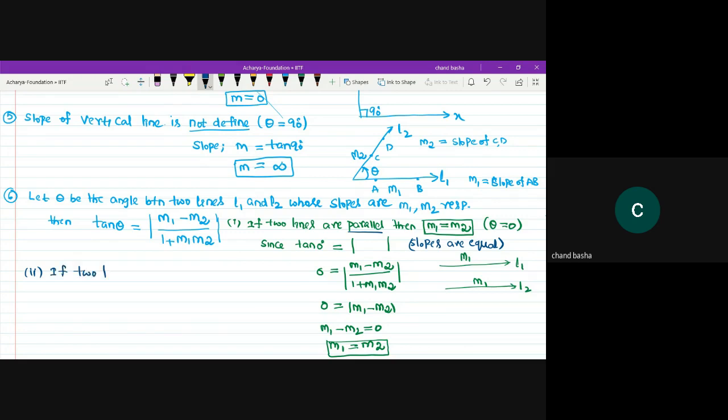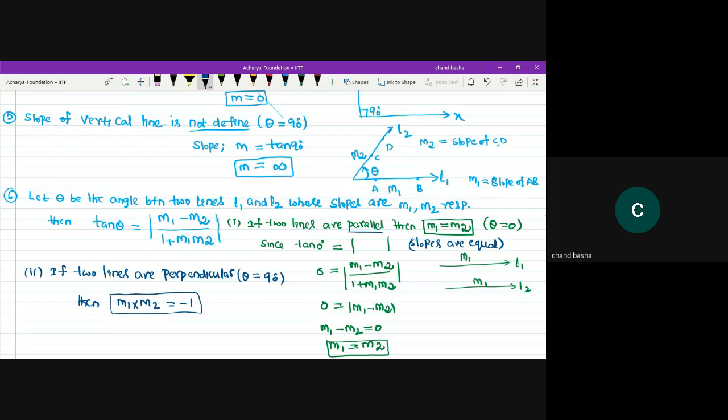what is the angle? If two lines are perpendicular, what is the angle between the two lines? Very good. It is 90 degrees, perpendicular. Theta value is 90 degrees. Then the condition is m1 into m2 is equal to -1. What is the condition he has given? M1 into M2 is equal to -1.